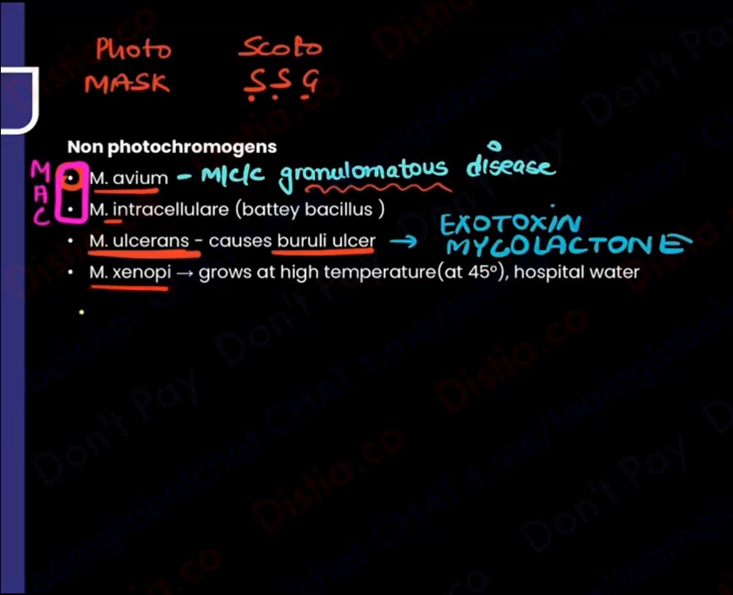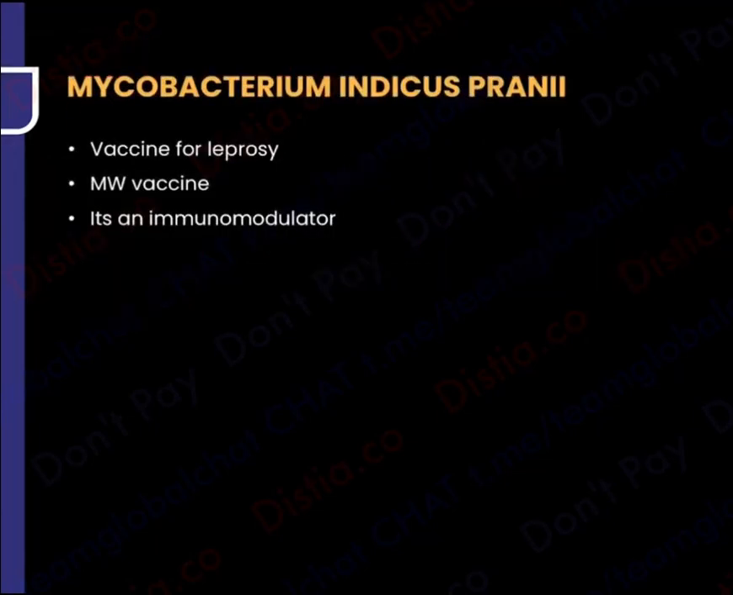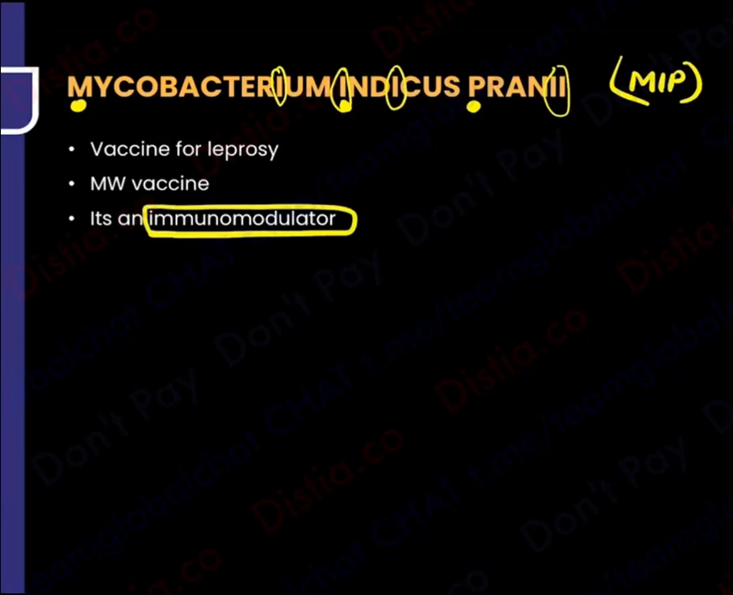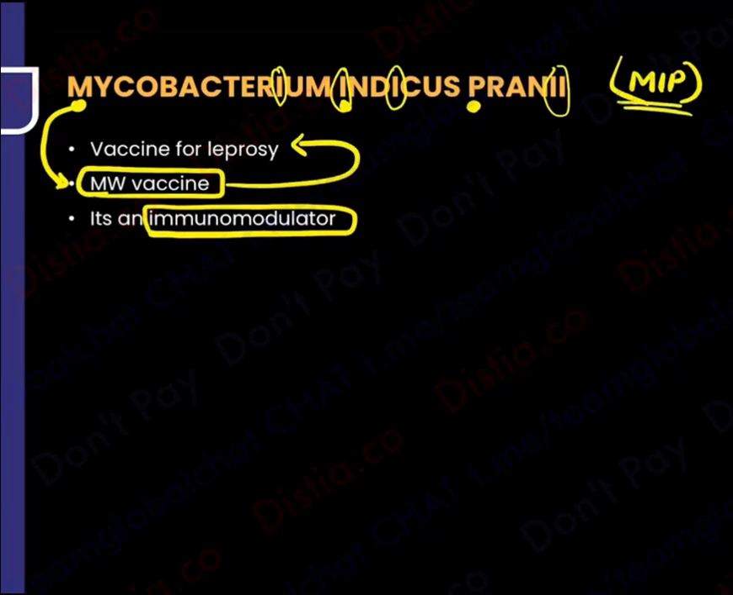One more comes. There is something known as, you can call it MIP, it's my favorite question, Mycobacterium indicus pranii. Because it sounds funny basically. Mycobacterium indicus pranii. If you see, it has a lot of eyes. So it is used as an immunomodulator agent. You know what they do? With this, they make a vaccine called the Mw vaccine. And nowadays that vaccine is coming out to be useful for leprosy. So Mycobacterium indicus pranii is an immunomodulator, Mw vaccine for leprosy.